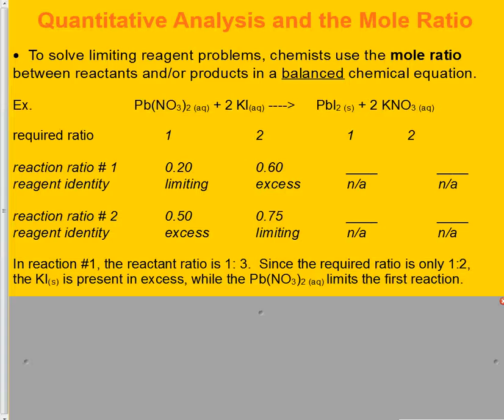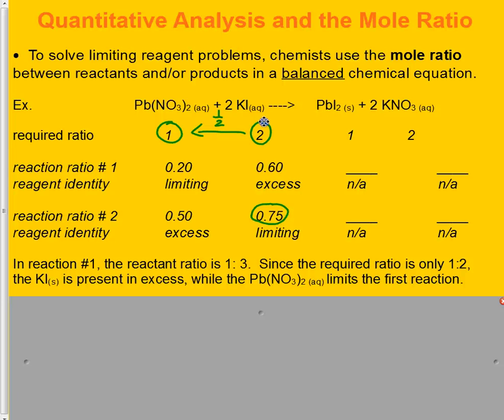The second scenario is looking at reaction possibility number 2, where let's say we have a half a mole of lead 2 nitrate and only 3/4 of a mole of potassium iodide. In that case, we can work it the other way. A 2 to 1 ratio demands that if we have a certain amount of potassium iodide, we need exactly half of that amount of lead 2 nitrate. Well, if we take 0.75 and we take half of that, half of 0.75 is less than 0.5, which means we have enough lead 2 nitrate and then a little bit more.